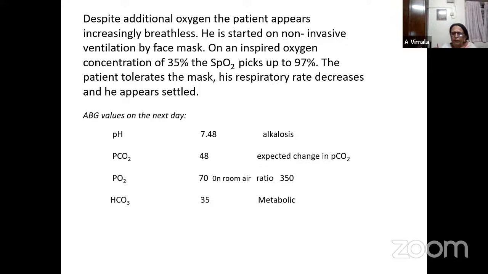The pH value is 7.48, PCO2 is 48, PO2 of 70, and bicarbonate is 35. So what is your diagnosis from the ABG? I think one of you has to essentially answer. Otherwise, it becomes a little boring for me. Please, one of you can attempt an answer. Already it is there, but I want you to interpret. Anybody?